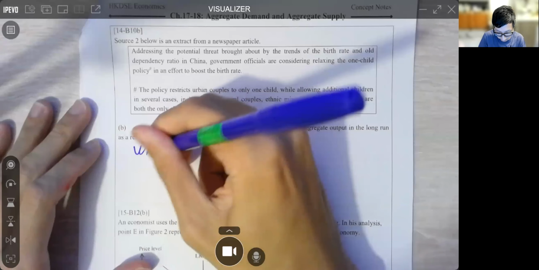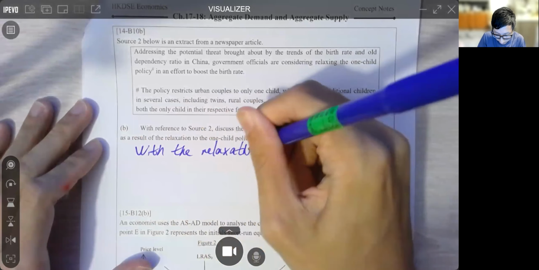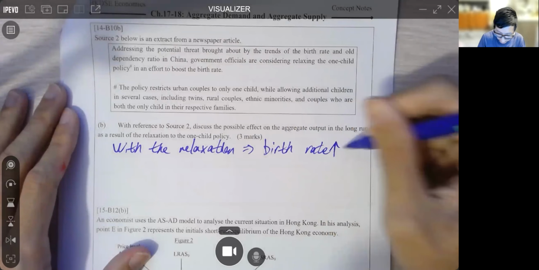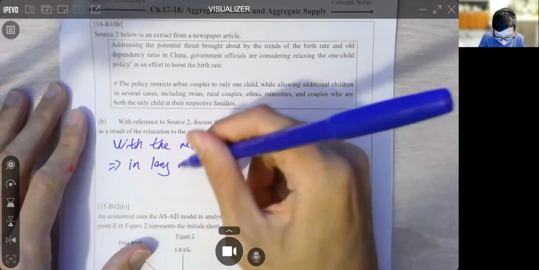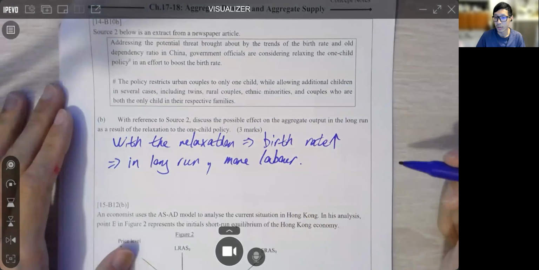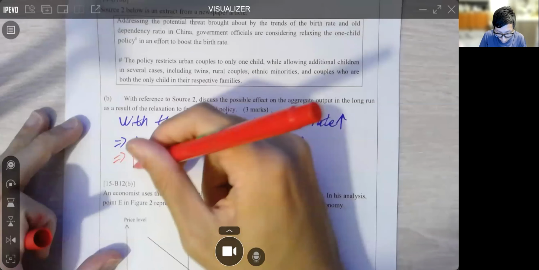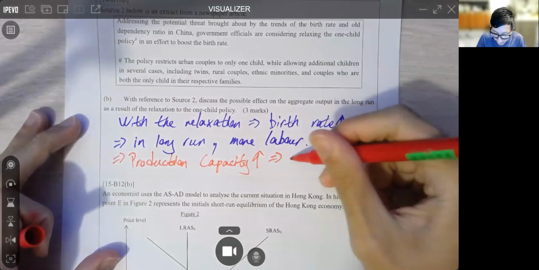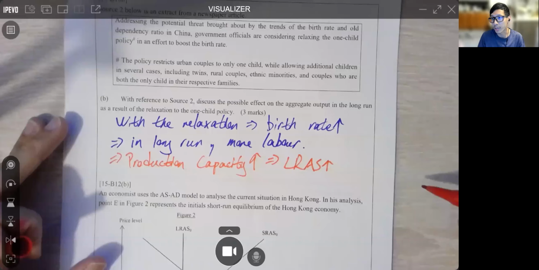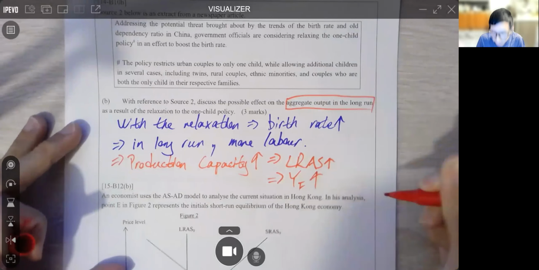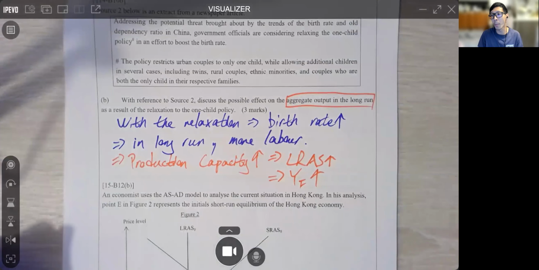So what happens? With the relaxation of the policy, we can expect the birth rate to increase. So, in the long run, the economy will have more labor available. What does that mean? This needs to be written out: production capacity would increase, leading to increase in LRAS. But the answer isn't complete yet, a little is missing. The question asks about aggregate output in the long run, resulting in aggregate output in the long run increasing. Full employment output level, potential output level. Aggregate output in the long run increases.